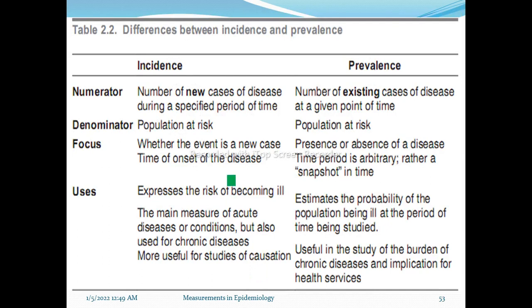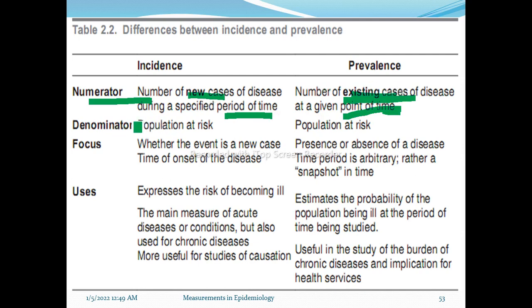Another difference between incidence and prevalence is the numerator. For incidence, the numerator is the number of new cases of disease during a specified period of time. Prevalence is the number of existing cases of disease at a given point in time. So incidence is considered new cases in a period of time, whereas prevalence is considered existing cases at a point in time. So that is point prevalence. Existing cases means old plus new cases.